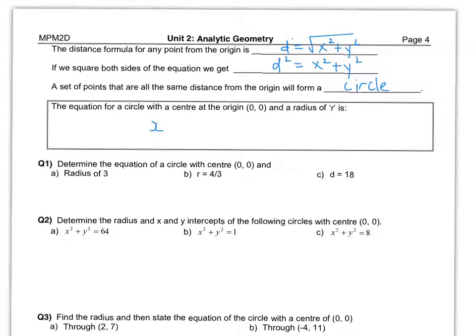The equation for a circle with a center at 0, 0 and a radius of r will look like this. It'll be x squared plus y squared equals r squared, and the only thing you're filling in is what you know for the r value. Okay, that's any circle with a radius of r, and its center would be at 0, 0.